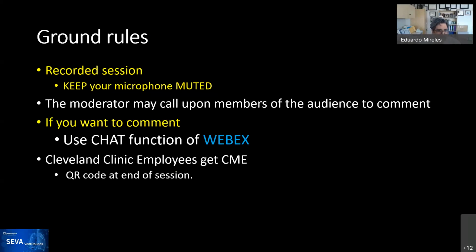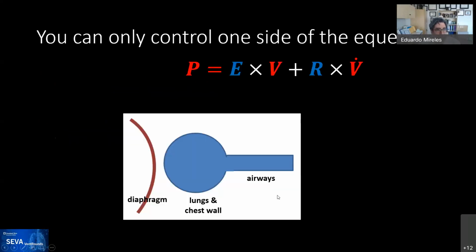All right. So this is maxim number 3, and we have Rob here who will talk to us about essentially the third maxim, which is you can only control one side of the equation. You can only control pressure or volume. Rob, you want to? Yeah.